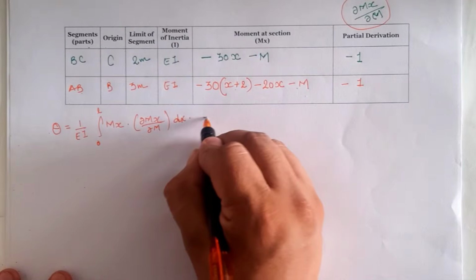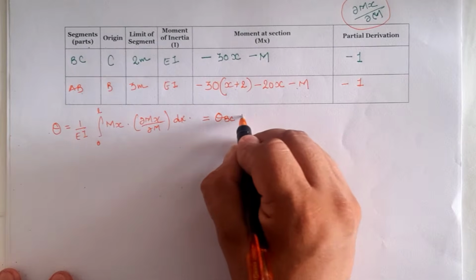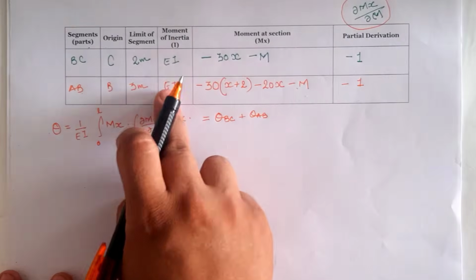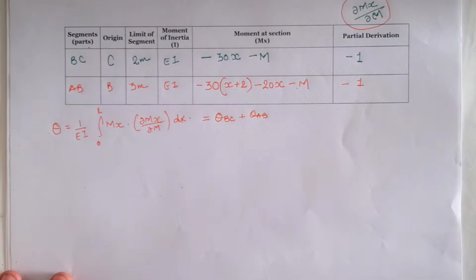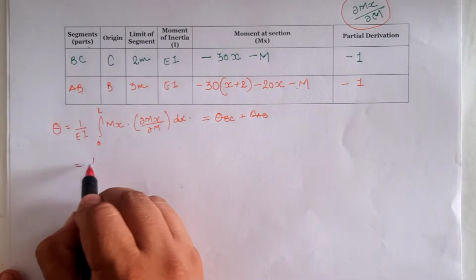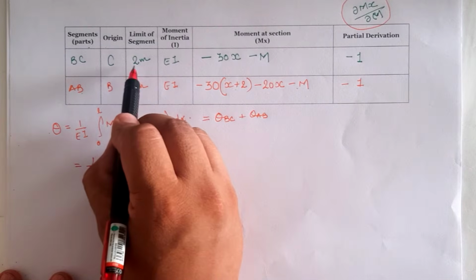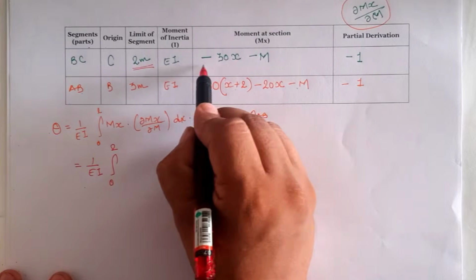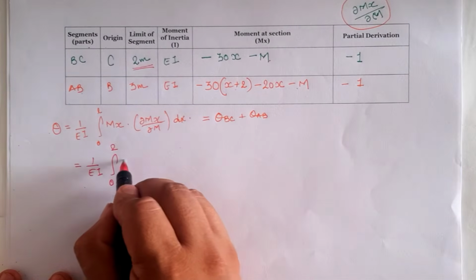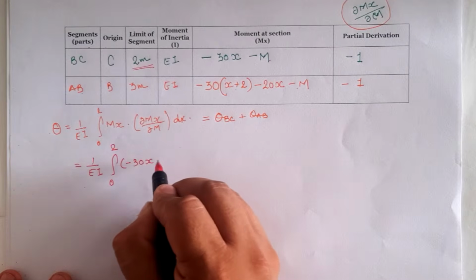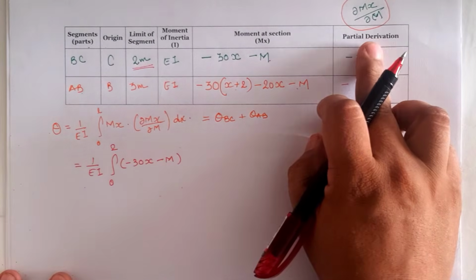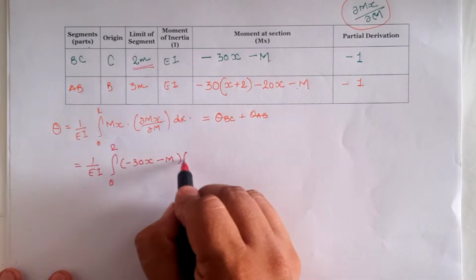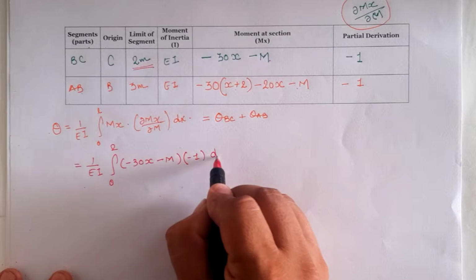So let us put it as theta BC and theta AB. So we have to apply this equation for both of the terms. First of all, for the BC span, it is 1 by EI, the limit of the segment is 2 meter, hence our limit is 0 to 2. Now Mx is minus M minus 30x, and the partial derivative of strain energy with respect to moment is minus 1, so multiplying by minus 1 into dx.